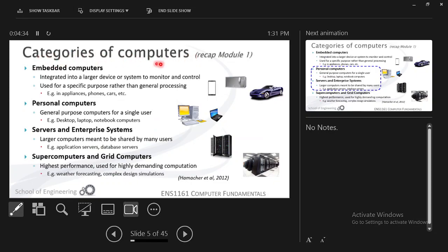Some categories of computers which were learned previously. Embedded computers. Basically, embedded computers are integrated into a larger device or system to monitor and control. It provides an opportunity for us to integrate large devices, like big applications, for monitoring and working.